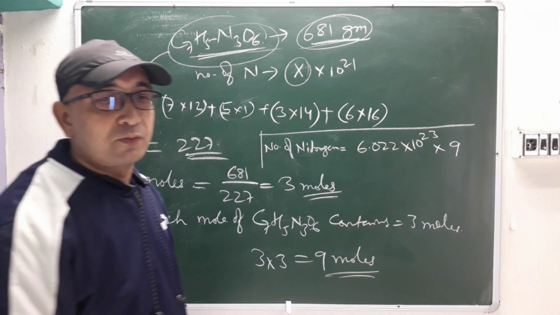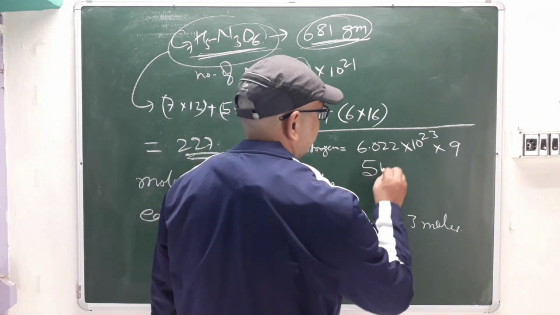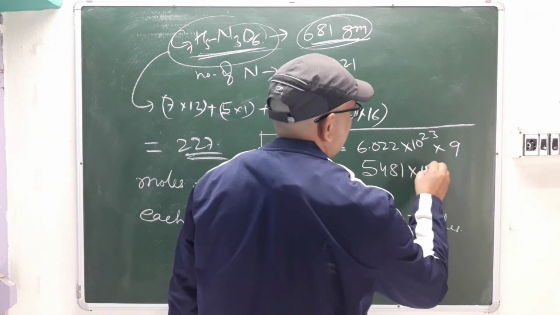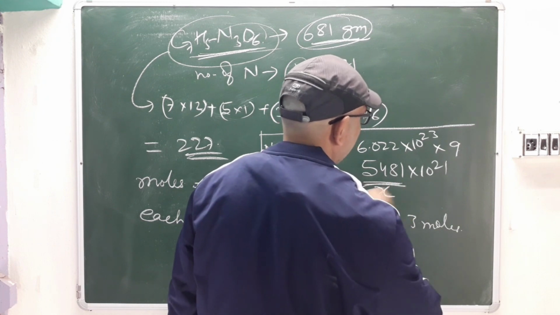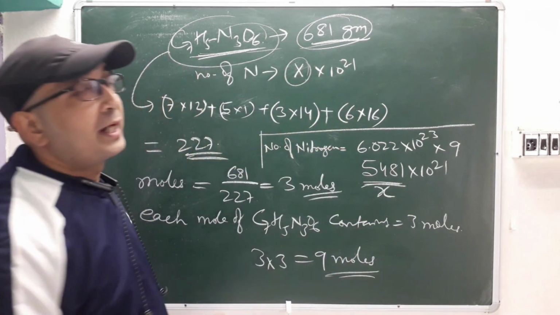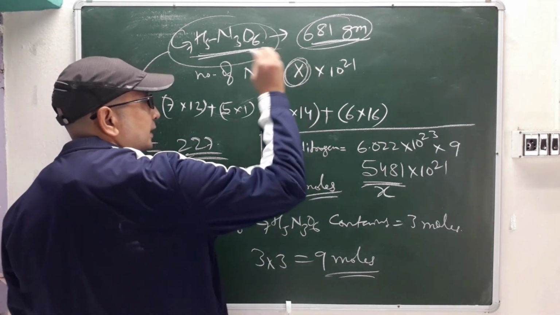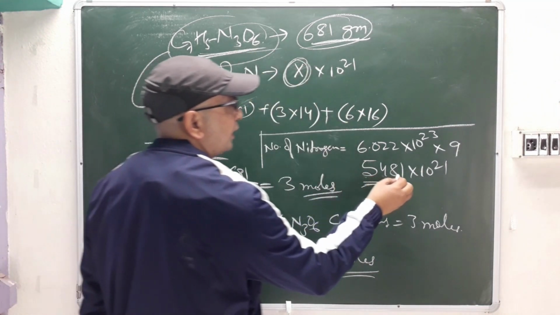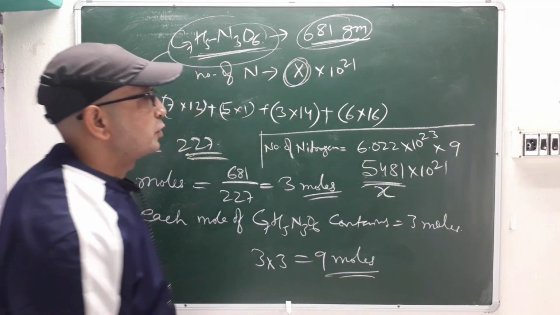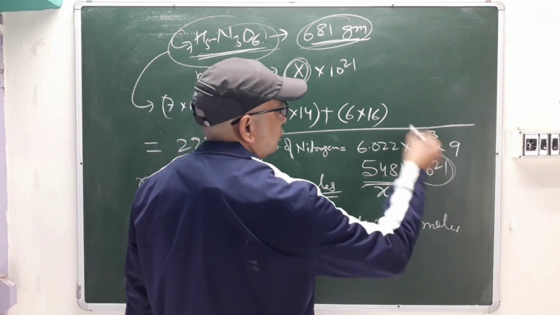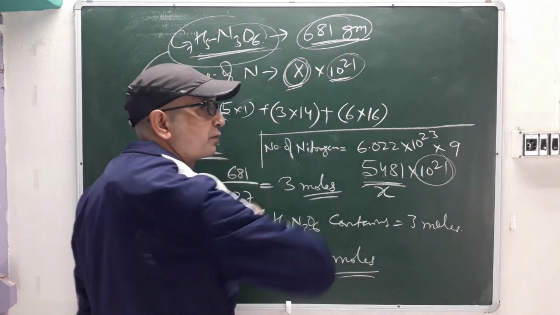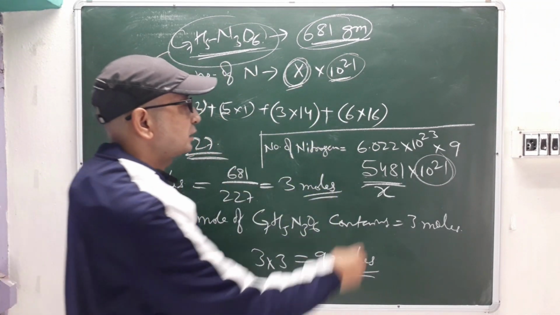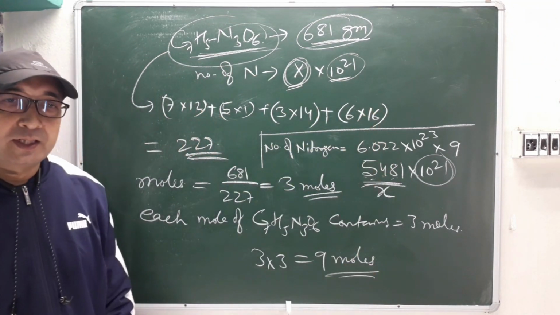So it will be 5481 into 10 to the power 21. So now this is the value of x, right? This is a NET type question. So wherever the x is there, in that place you put 5481 into 10 to the power 21. This factor will be there. So they have given this, and you only have to put the value for x. So x is 5481, correct?